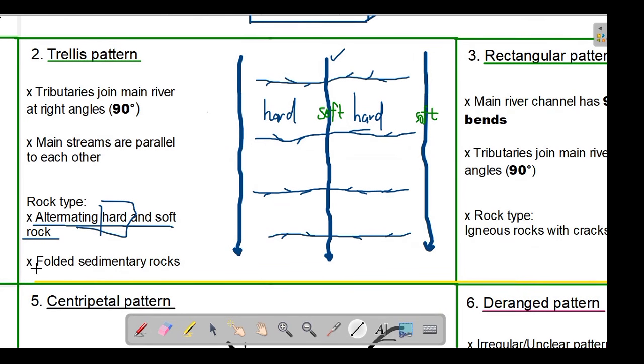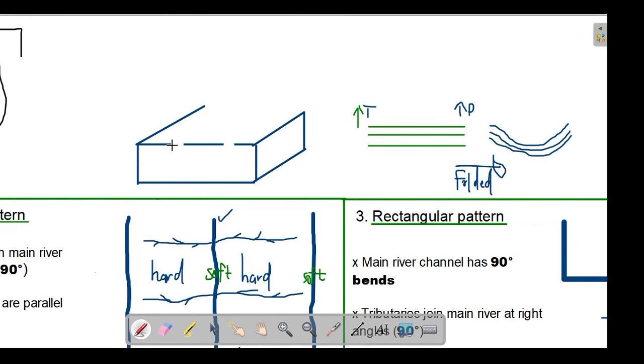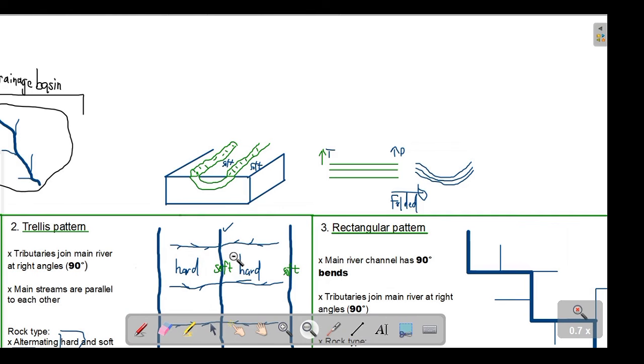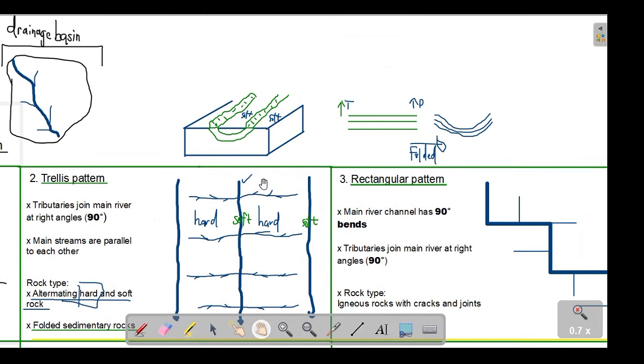And another type of rock that we find underneath trellis pattern is the folded sedimentary rocks. So if I'm going to draw on this, it could be something that looks like that. Okay, so folded rocks. Okay, and then on the top of the surface, they make out these ridges. Okay. Right. So this is what you would normally have. So this would make out the hard rock. Okay. And then in between these, you have soft rocks. Right. So something like that, guys. Okay. So I hope you get the idea there.